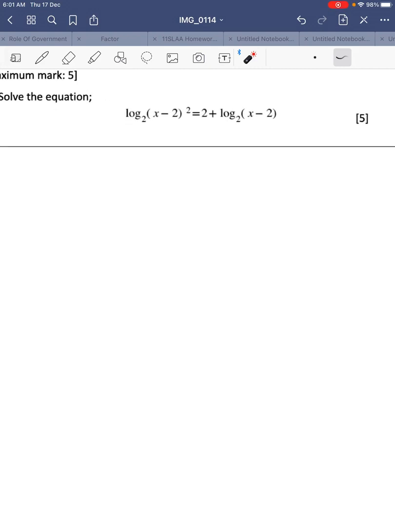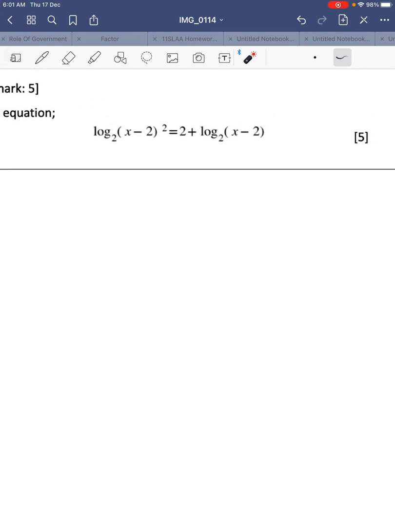Okay, so we've got a log equation here. First thing to do is look at the bases of the logarithms. So when we look at the bases, we see base 2 and base 2. So base 2 is a good thing. So we could combine the logarithms here. Base 2, base 2. So that's actually a really good idea.